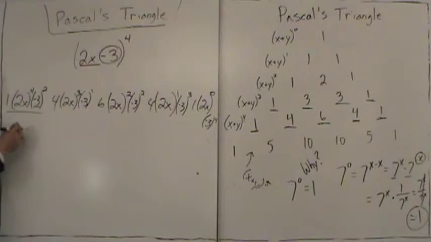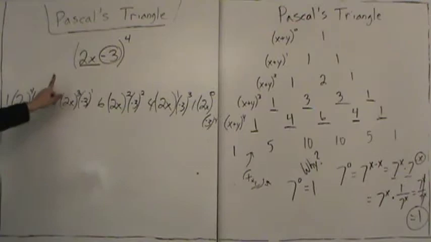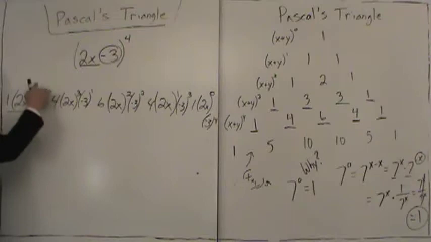What did I do? This is negative 3 to the 0. So negative 3 to the 0, negative 3 to the 1st, negative 3 squared, negative 3 cubed, negative 3 to the 4th. I wrote that wrong. Negative 3 to the 0, this is negative 3. Negative number to the 0 power does not matter. Anything to the 0 is what? 1. The 1 and the 1 can be ignored.